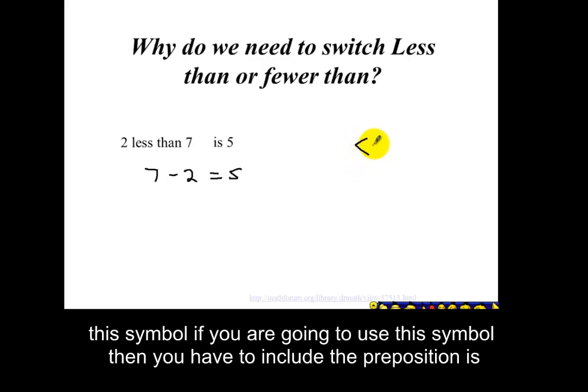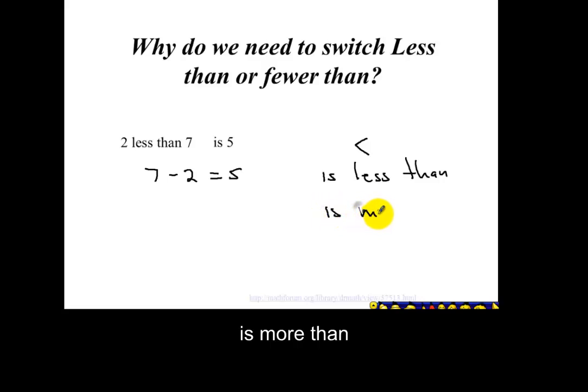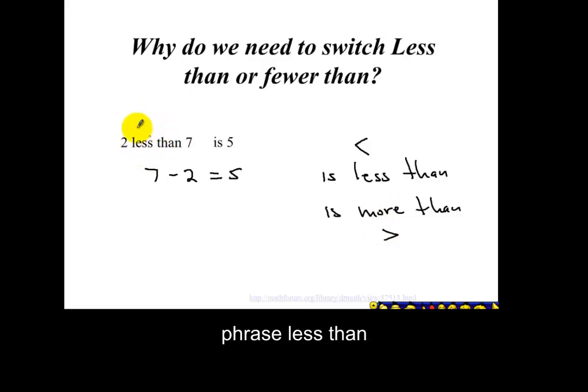Now if you are going to use this symbol, then you have to include the preposition is. So if you have is less than, then you have this symbol. Is more than, then we have to use this symbol. But if we have the phrase less than or fewer than, then you have to switch. Write 7 minus 2 equal to 5.